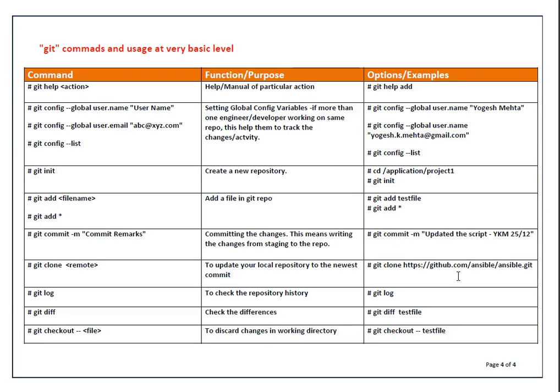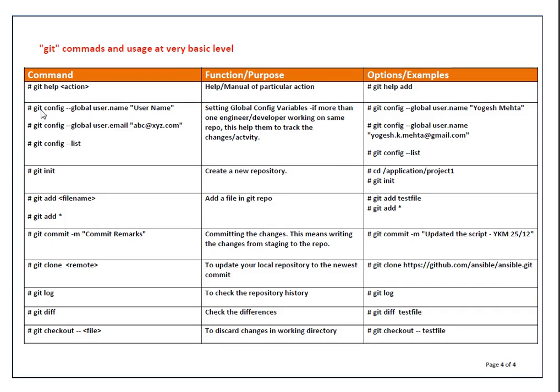Okay, so git is the main command, and you can use help at the end, and action. Action can be add, commit, diff, clone, remote. These are the actions about Git. So I have added an example, git help add. Add is the action, so it will give you all the information or help related to the add action.